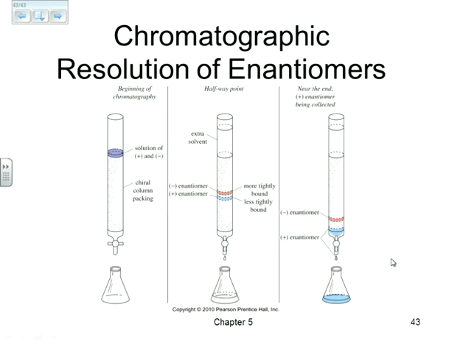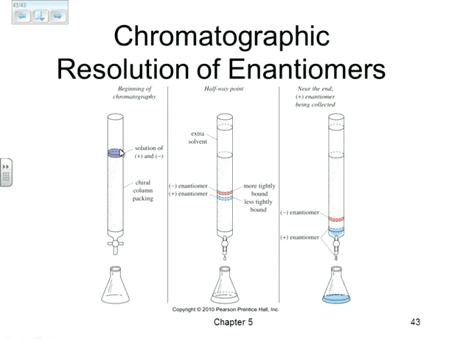So either you can react an enantiomer with another chiral compound and separate them that way, or you could put them in a column, and in the column you're going to have another chiral compound and separate them. So basically the moral of the story is chiral compounds can tell the difference between other chiral compounds and can be used to separate them.